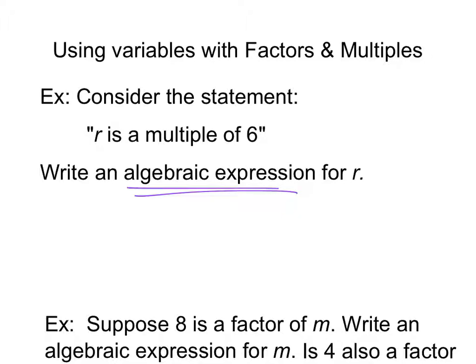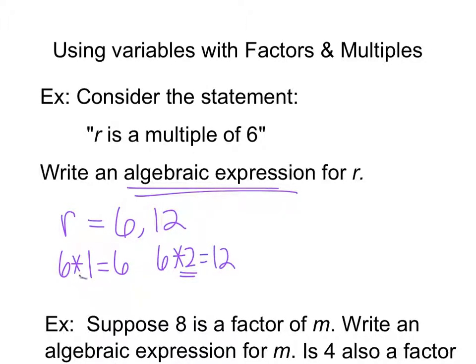Okay, if R is a multiple of 6, let's first think of different things that R could be. R could equal 6, because 6 times 1 is 6. R could equal 12, because 6 times 2 is 12. Right? And so I'm just multiplying things by 6 to find all of the multiples. 6 times 3 is 18, so R could be 18, and so forth.